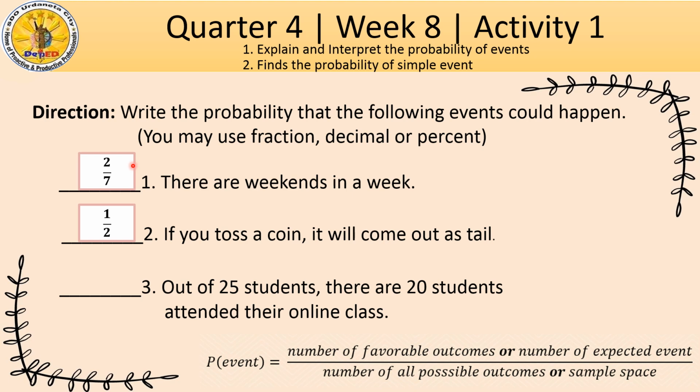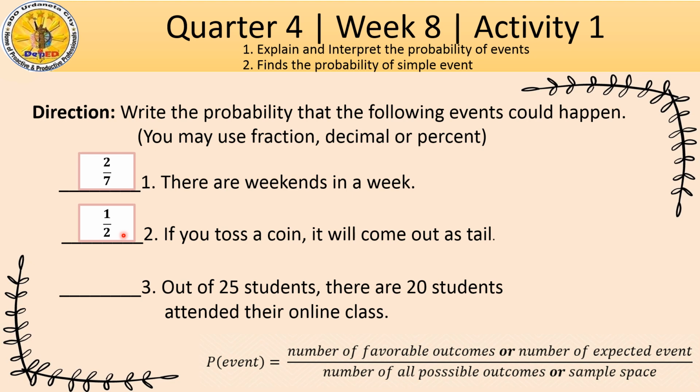And for number 2, if you toss a coin, it will come out as tail. And the answer is 1/2 because there is only one tail in a coin. So we write 1 on the numerator. And there are 2 possible outcomes in tossing a coin. That is head or tail. So we write 2 on the denominator.